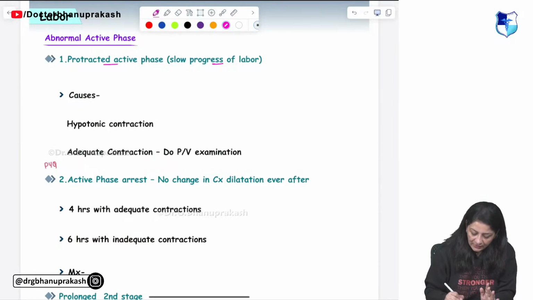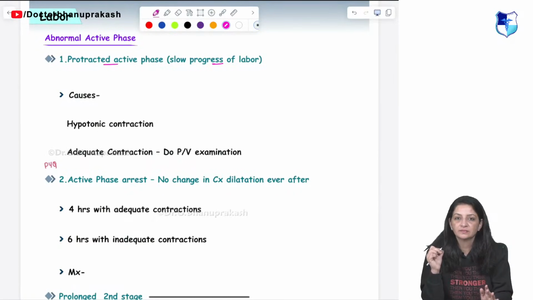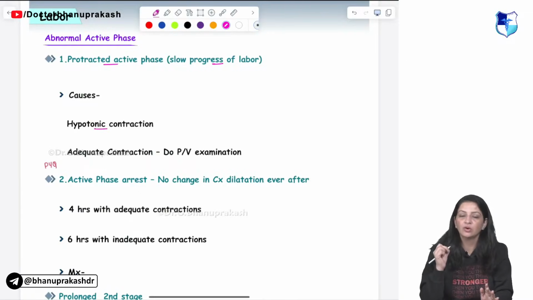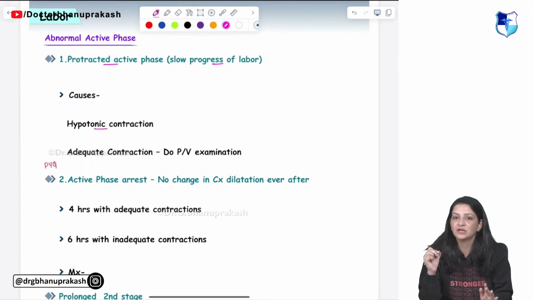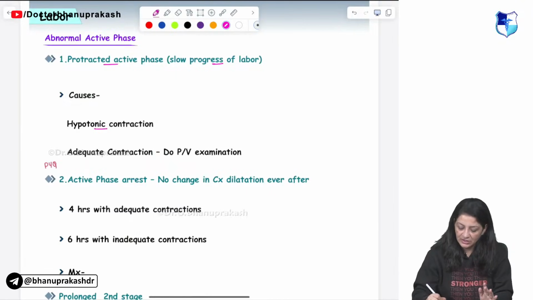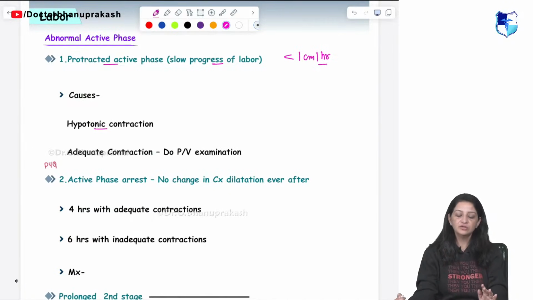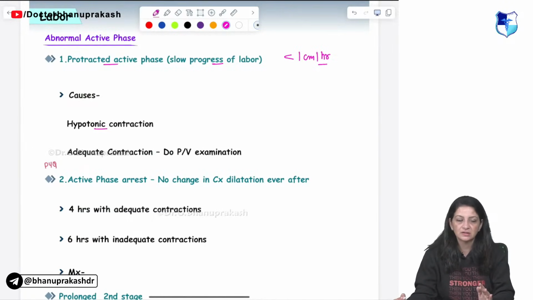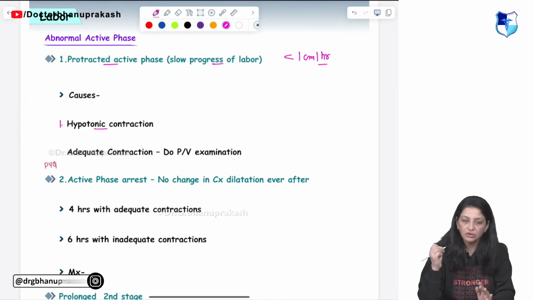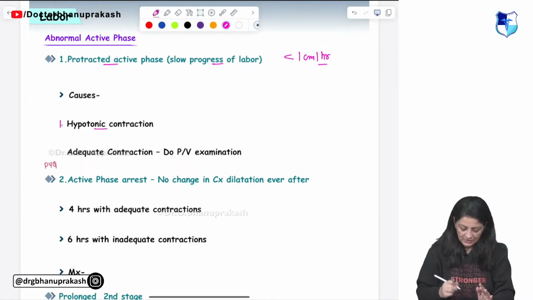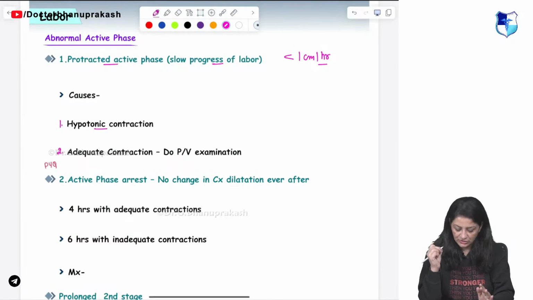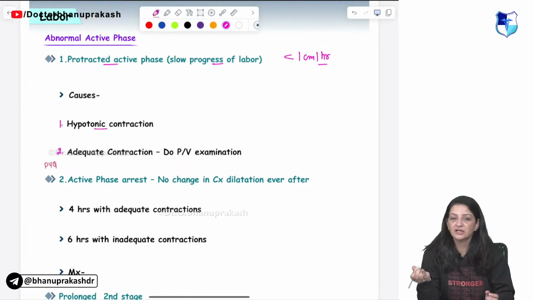In a protracted active phase, what are the causes? There could be hypotonic contractions, meaning inadequate contractions. Slow progress of labor means dilatation is less than 1 centimeter per hour, slow dilatation of cervix. Causes: first, hypotonic contraction. Second, adequate contractions, but there is no dilatation of cervix. And what is the cause?